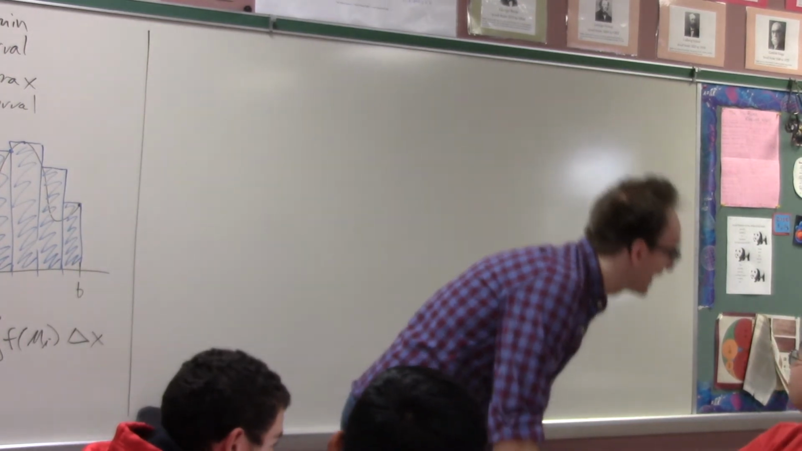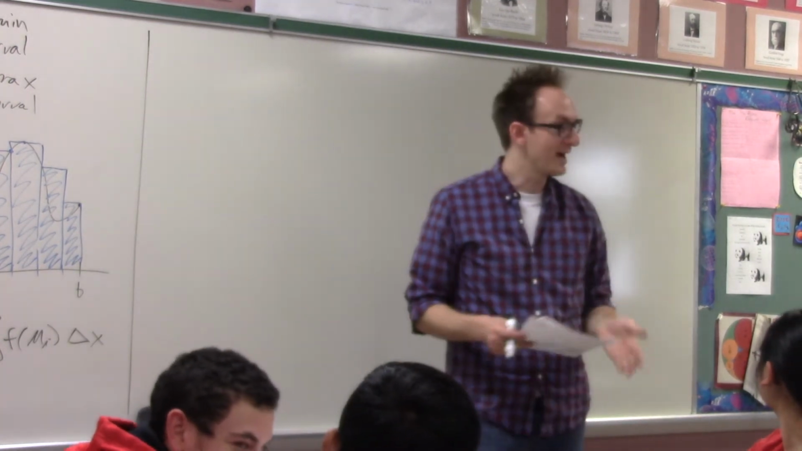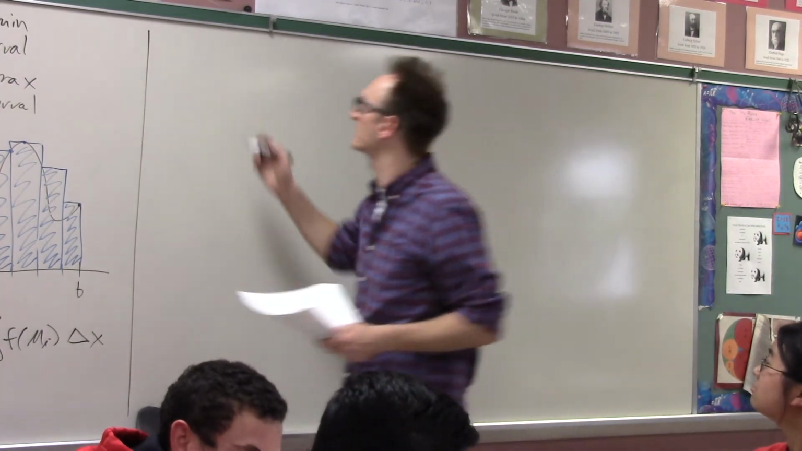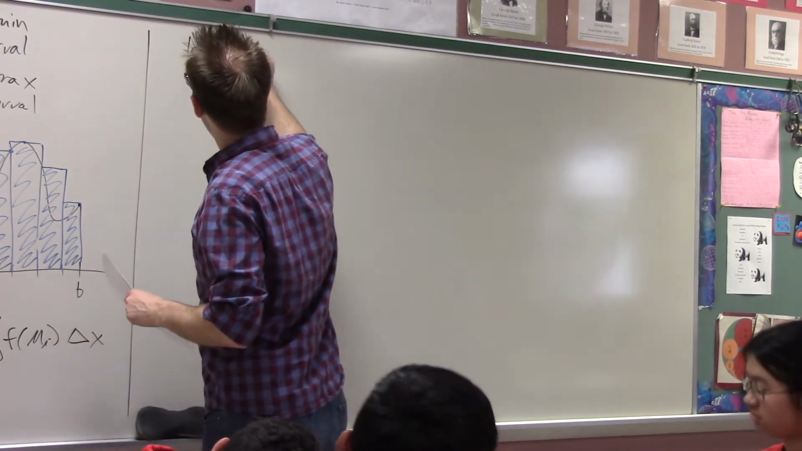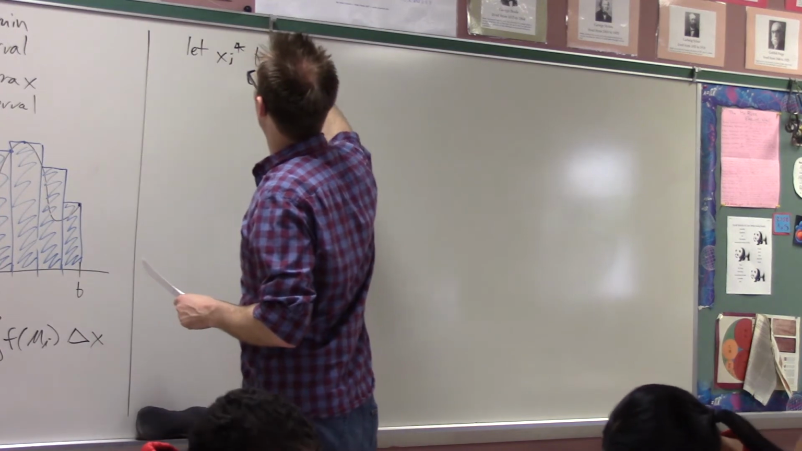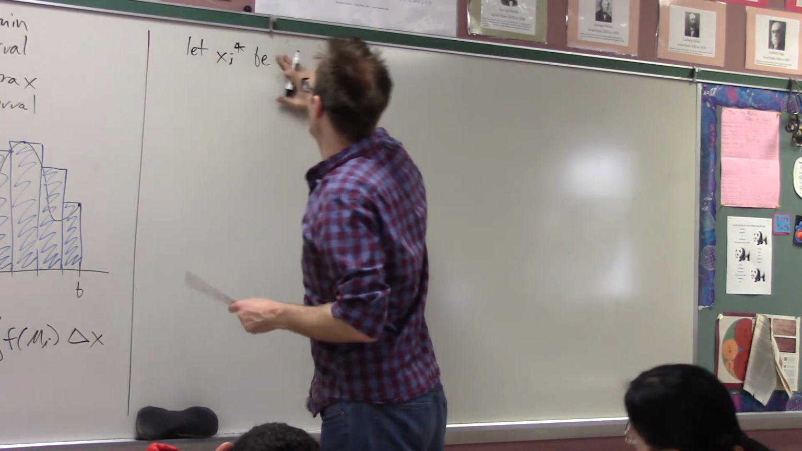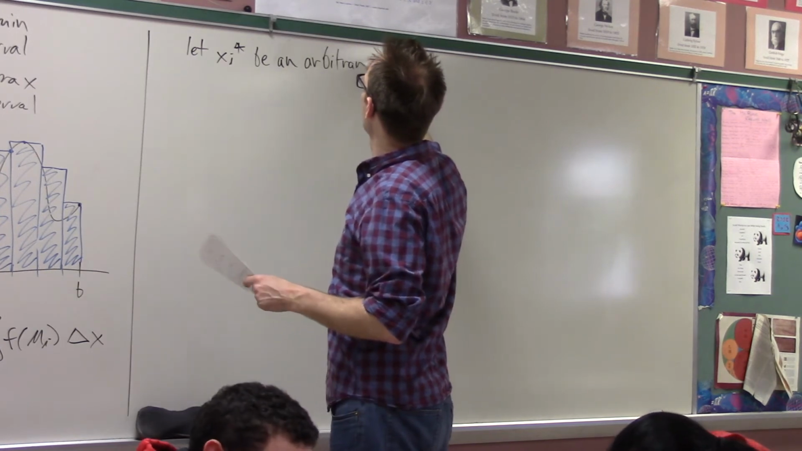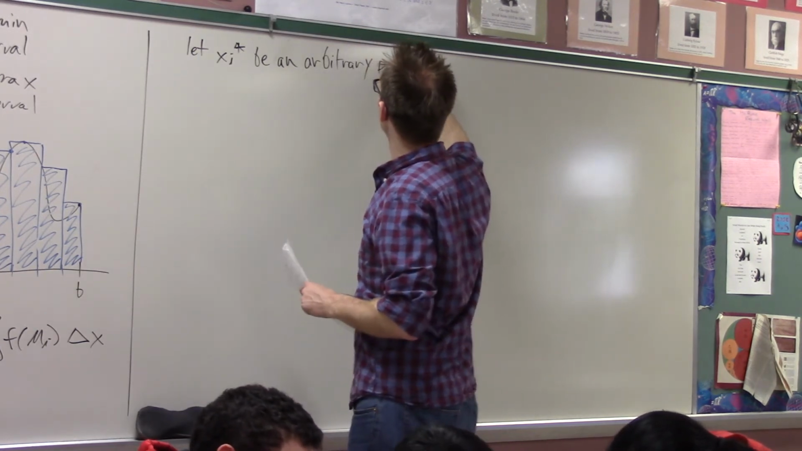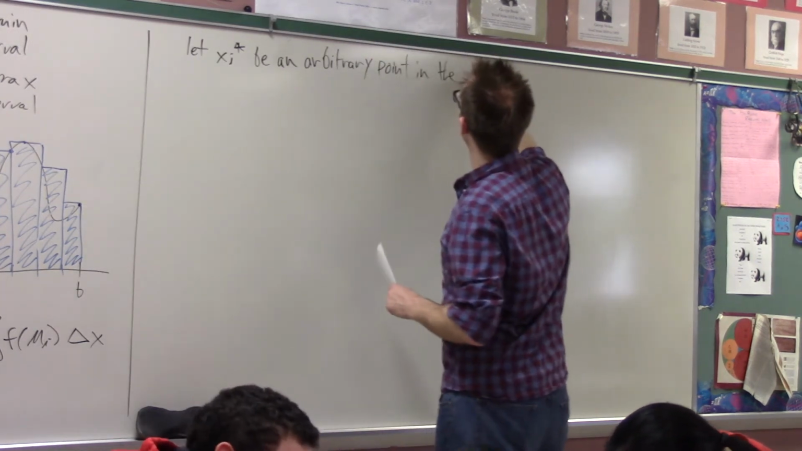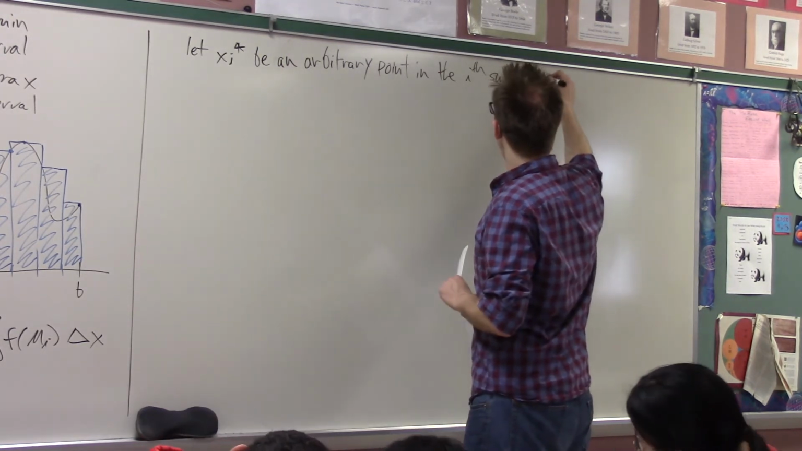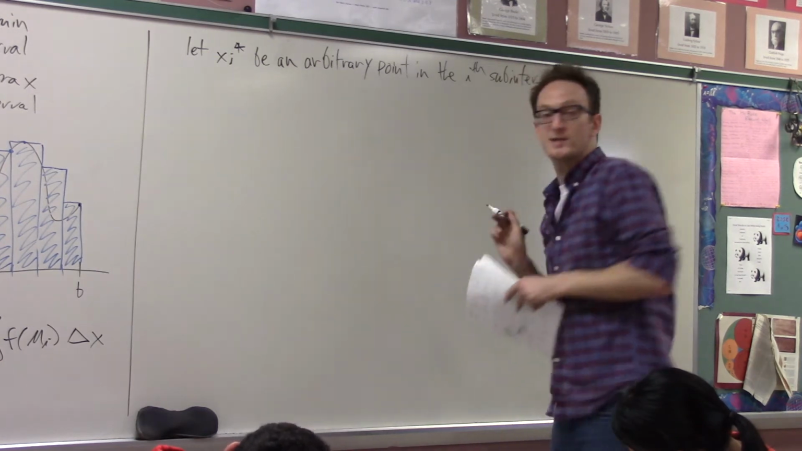We don't have to use LRAM. We don't have to use RRAM. I don't have to do the minimum. I can do the maximum. I can just pick whatever point I want. So let x sub i star be an arbitrary point in the ith subinterval. In other words, just pick any point whatsoever that you want on that subinterval.